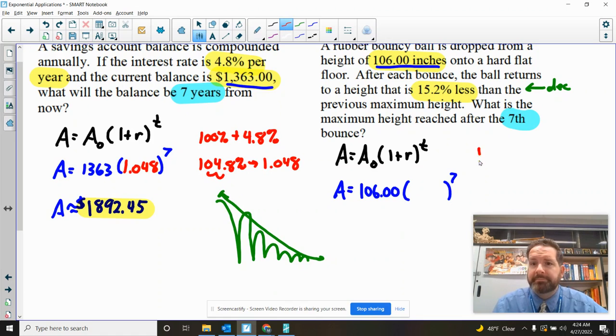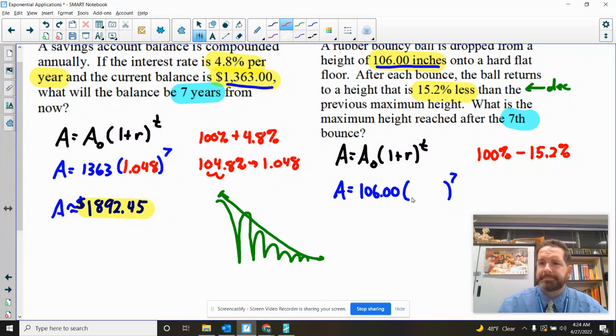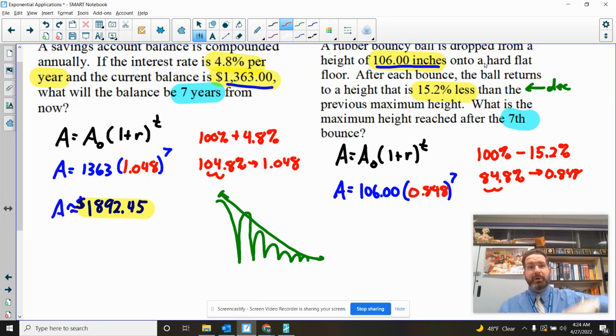Now let's take a look at the multiplier. Always start with 100%. It's a decrease, so we'll use a minus 15.2%. Let's see what that ends up with. So 100, take away the 15.2, leaves us with 84.8%, which as a decimal is 0.848. So each time the ball bounces, it loses 15.2% of its height. That means it's going to keep 84.8% of its height.